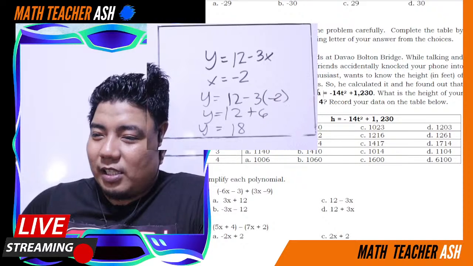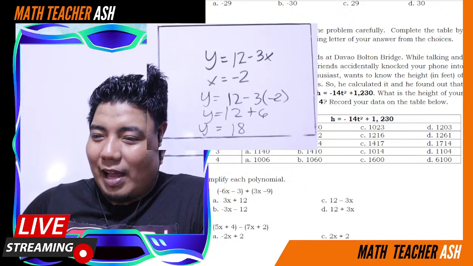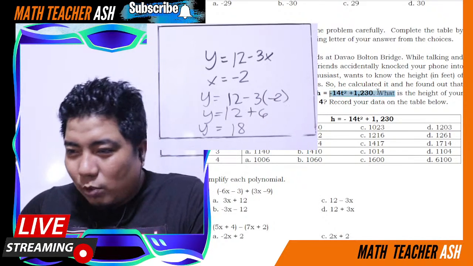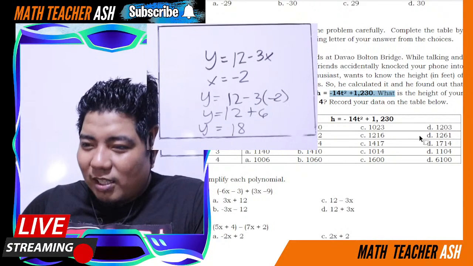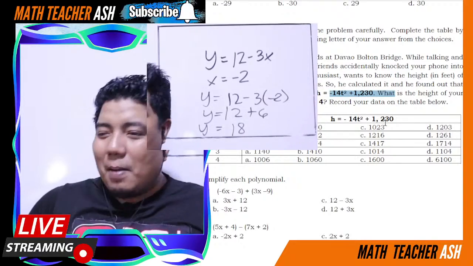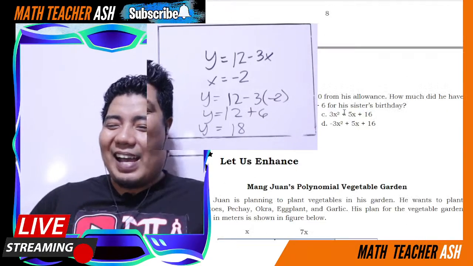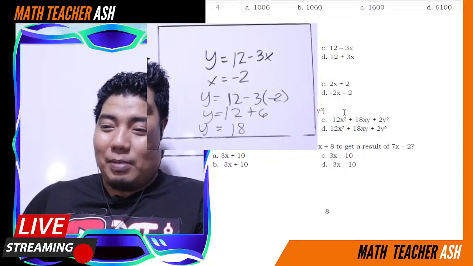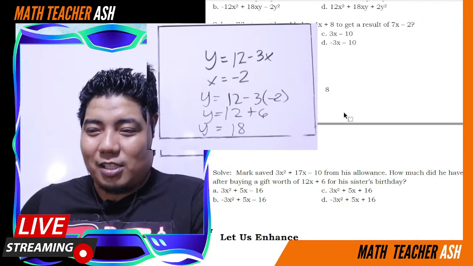So, if this is your given, and this is your value, 0, you just solve this one and simplify. What is the answer? A, B, C, or D? It's that easy, my dear math learners. Alright, another A, B, C, D for the polynomial, addition and subtraction, the same as before.